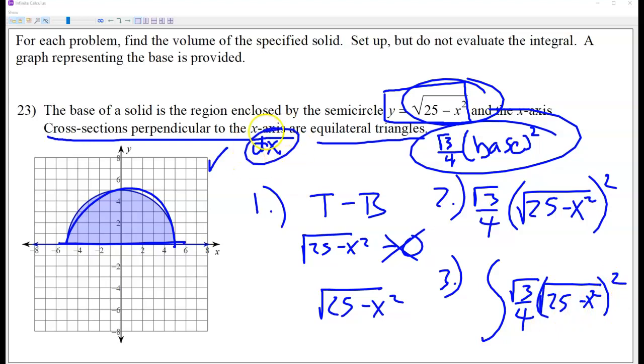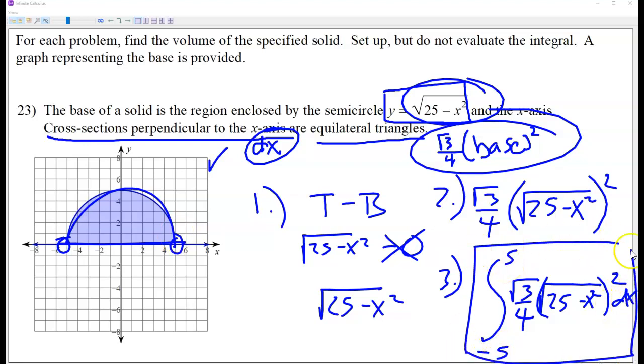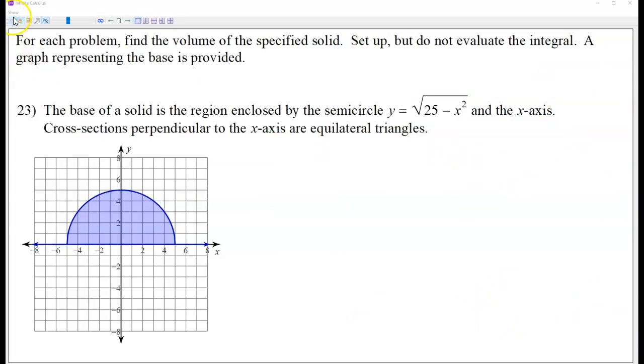Now, since we're doing this with respect to x, we're going from here to here, the intersection points on the left and the right side. So that's from -5 to +5. And that's going to be your final answer right there. I want to make sure that that's what it looks like, so let's take a peek here.